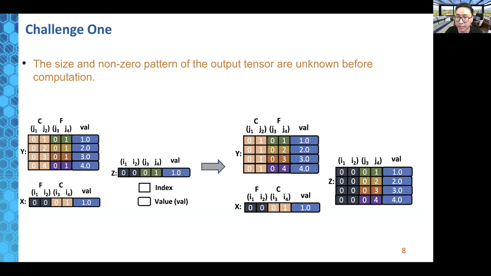However, if the indices of values in X or Y change, the size and non-zero pattern of the output tensor also change, though the sizes of the input tensors X and Y remain the same. Now, the size of the output tensor becomes 4. It means that the size and non-zero pattern of the output tensor are unknown before the computation.